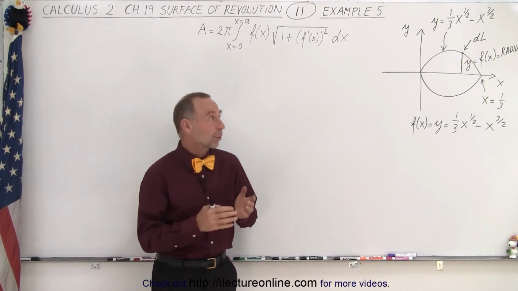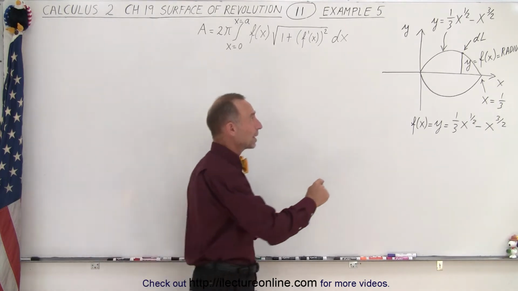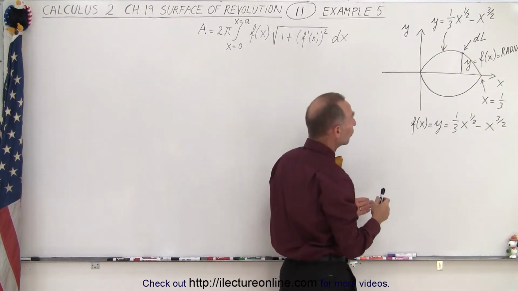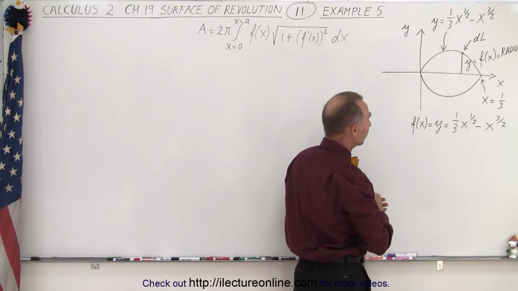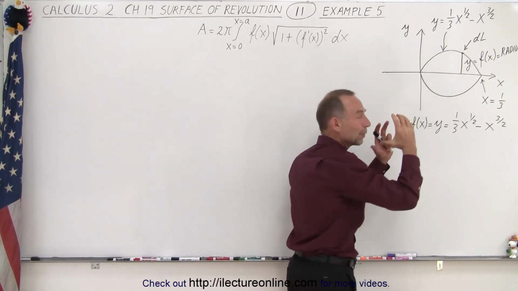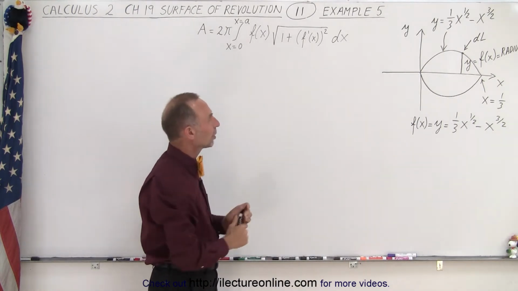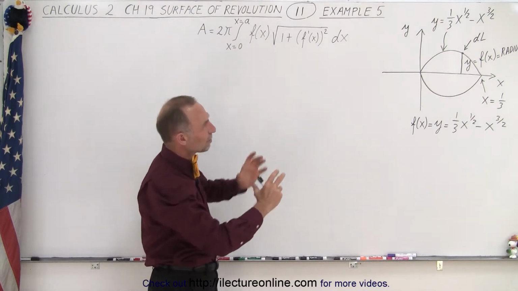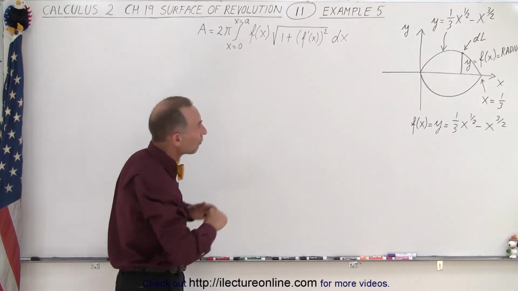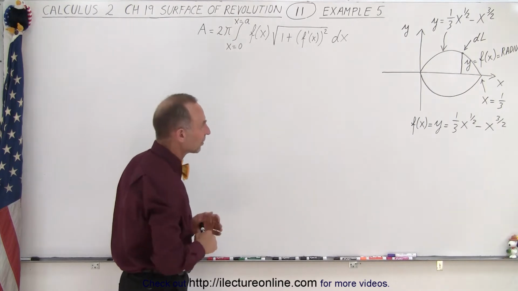For our next example, we're going to try to find the surface area of a particular object created by taking this curve right here, which is defined by the function y equals 1/3 x to the 1/2 power minus x to the 3/2 power, and rotating it around the x-axis to create that, well, it looks like a football, or maybe an American football or a rugby ball shaped object, and we're trying to find the surface area. And of course that's called the surface of revolution because we're taking that curve and revolving it around the x-axis.